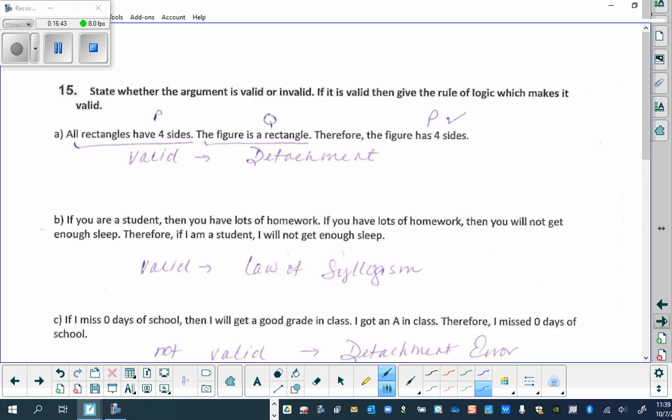All right, so state whether the argument is valid or invalid. I don't like how this P and Q are listed, so I'm going to change it. If it's a rectangle, then it has 4 sides. That's my P and my Q. Then I'm told that my figure is a rectangle, so I'm told that P is true. So once I know that P is true, I know then that Q is also going to be true. That's valid because of the law of detachment.